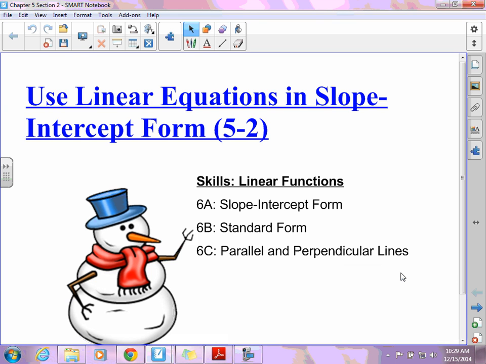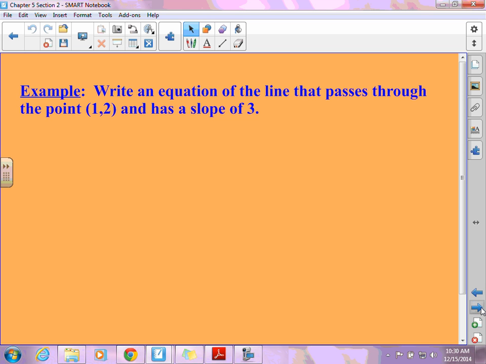To do is we're going to do section 5.2. We're going to use linear equations in slope-intercept forms. You'll notice that we're still working on 6A standard, dealing with slope-intercept form. On Friday, we were given the slope and the y-intercept. Today it's going to be a little bit different because they gave us the slope sometimes, but they never gave us the y-intercept.